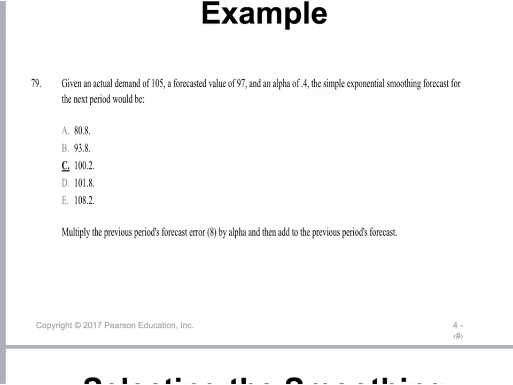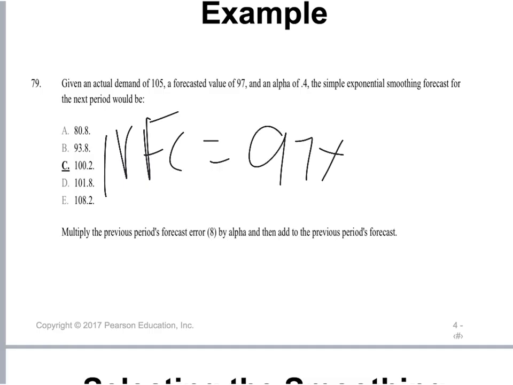Another example, given actual demand of 105, a forecast of 97, and an alpha of 0.4. Using exponential smoothing for the next period, what's the forecast? The new forecast is equal to the old forecast, which was 97, plus alpha times 105 minus 97. And here we would get 100.2 as our answer.